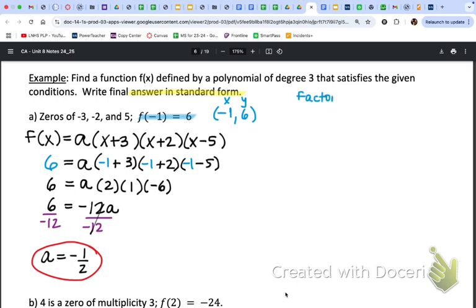So factored form is now f of x equals negative 1/2 was the A value, so now you're going to plug that back in. And all the rest of that's the same. So what was it? x plus 3, x plus 2, x minus 5. If I ask you to leave it in factored form, then you don't have to do anything else. It's great. If I ask you to put it in standard form, you have to do what we're about to do, which is called expanding, which just means to multiply absolutely everything. Okay? So that's what we're going to do.